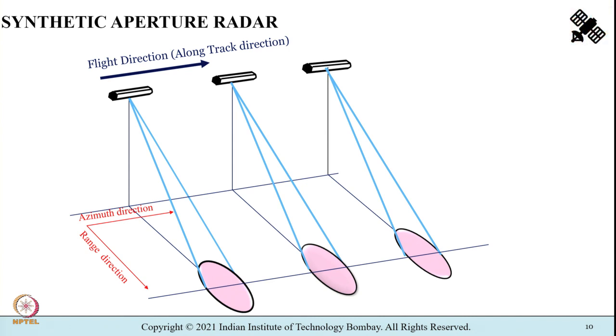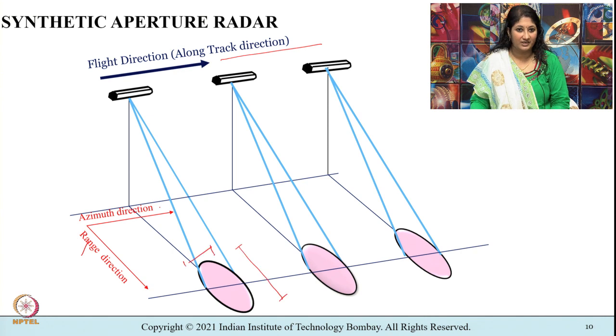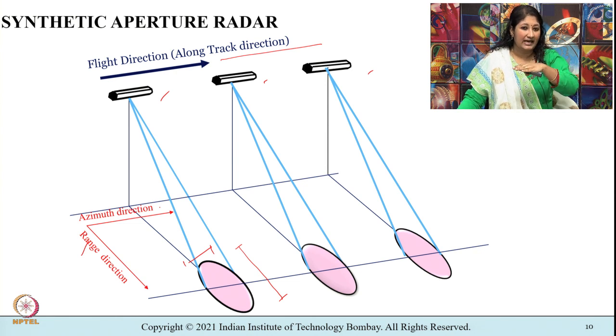Now, this is just a schematic for you to understand what is azimuth direction and range direction. The flight direction is shown here: flight direction, along track direction, azimuth direction, and the direction that is perpendicular to the along track direction is the range direction. Here the platform shown is a satellite, and the movement of the platform scans the terrain in the azimuth direction to build up a two-dimensional image. So by now we have understood what is what, and in this diagram the azimuth direction and range direction are clearly indicated.